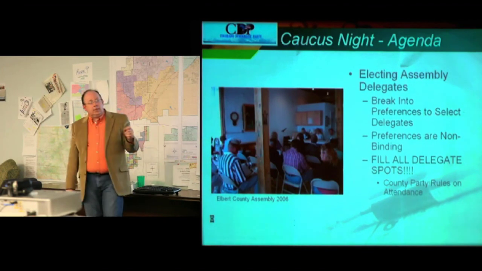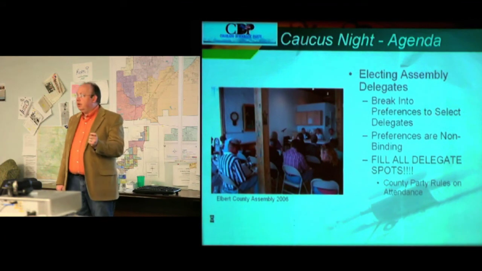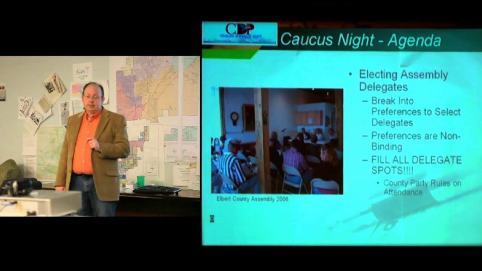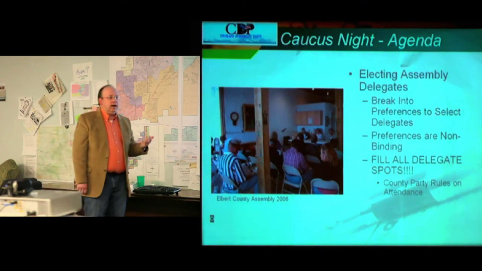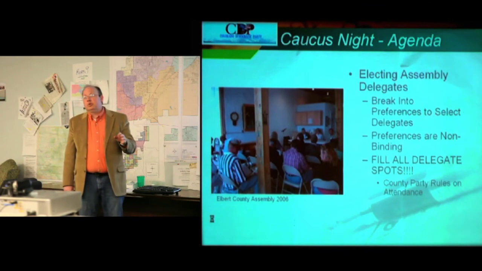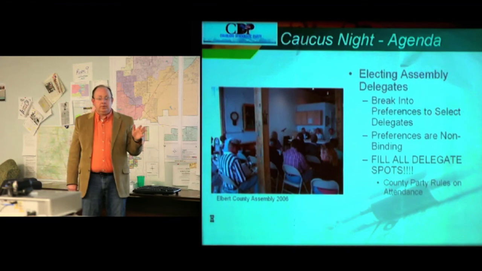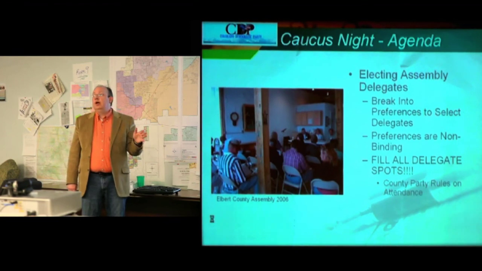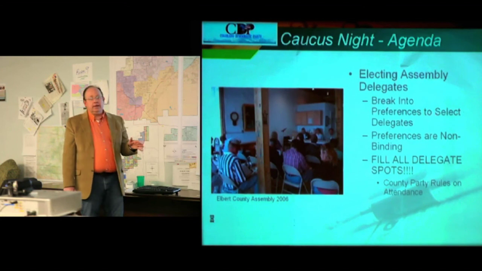Now, unless your county party has rules differently, you can elect people to be delegates who did not show up to caucus night. Some of the metro counties in particular do have rules that say you have to be present to win. You have to be there to be a delegate. But the default state party rule is that there is no rule. County parties are welcome to override that with their own rule, but absent doing that, you can elect whoever you want to be a delegate.